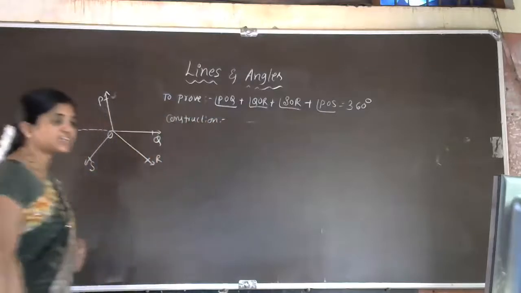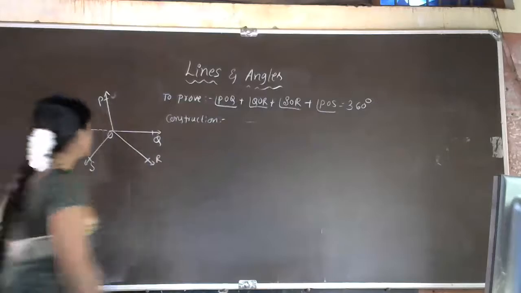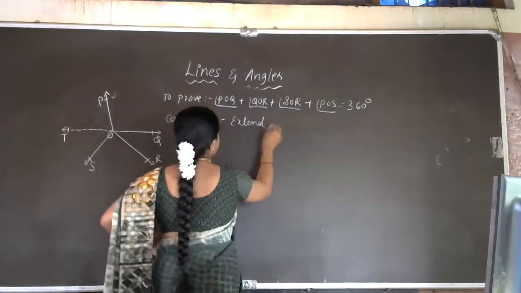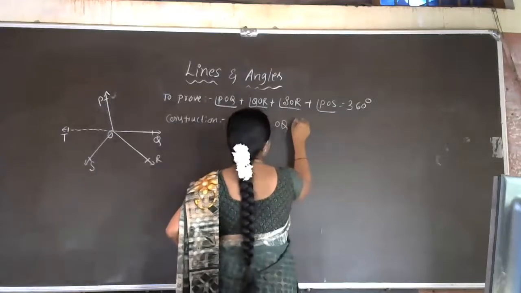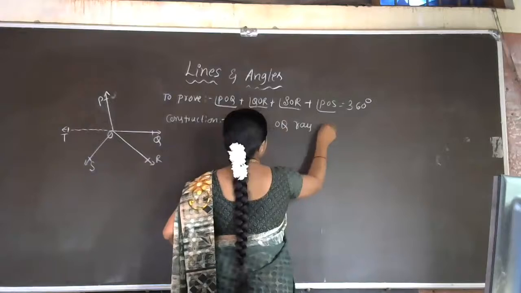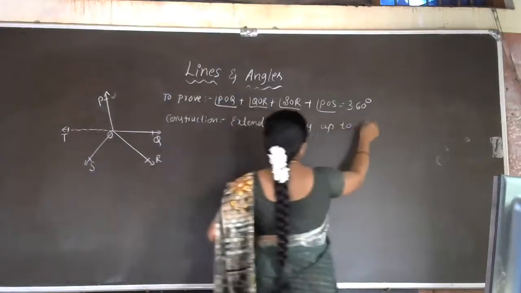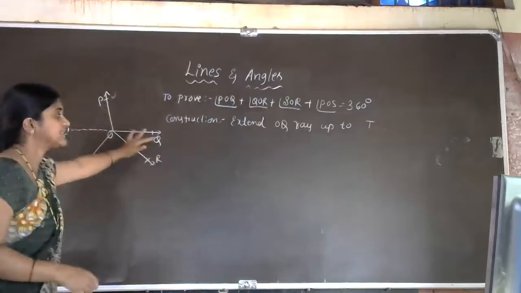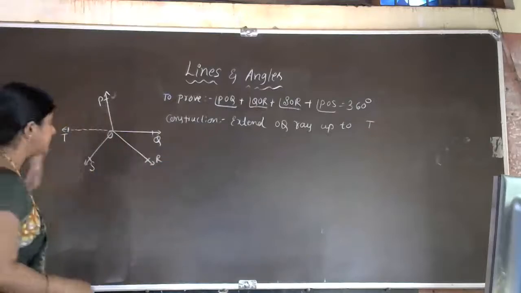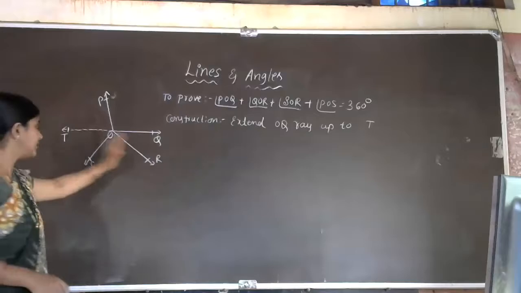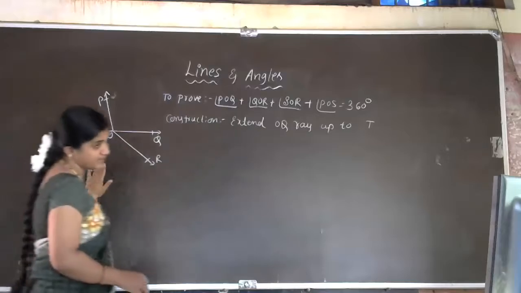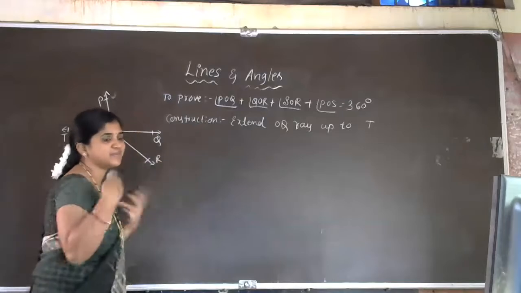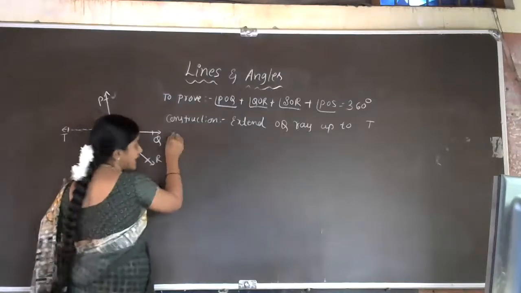Okay. So what construction do we have to write? Extend OQ ray up to T point so that it forms TOQ line. Now you got the idea of this problem. Now it is very easy, simple. In 3 steps we can reach the proof. Let us start the proof now.